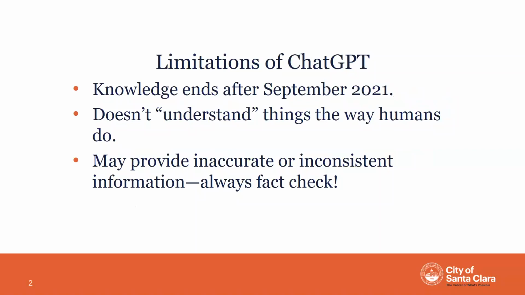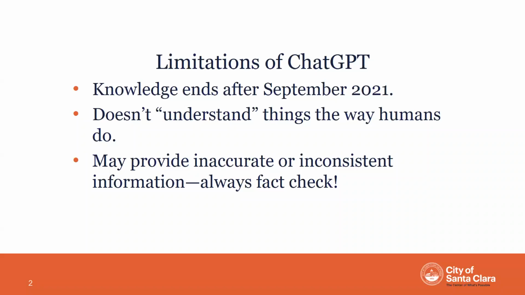Another thing to be aware of is that even though it's designed to mimic human responses, it doesn't actually understand things the way that we do. It doesn't process information the way the human brain does. So you might find that when you're using ChatGPT, it could give you somewhat nonsensical or rambling or even just downright inaccurate answers, or inconsistent information.